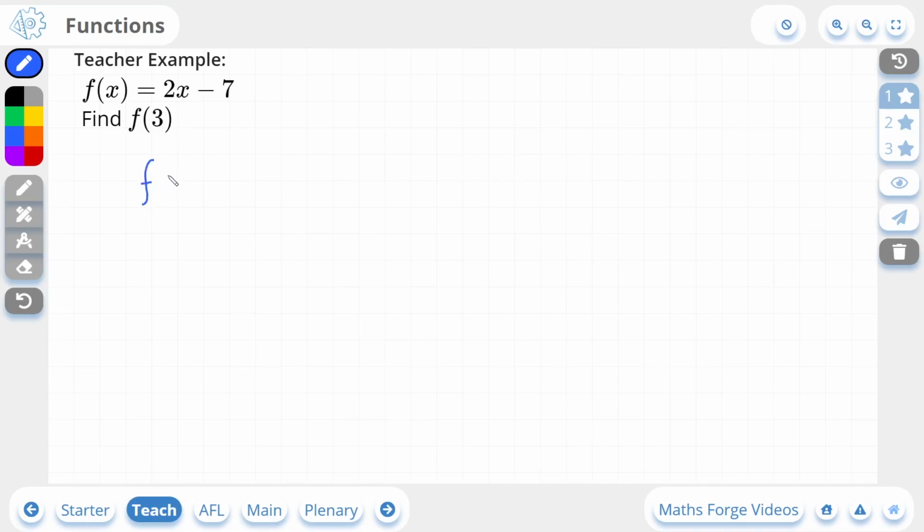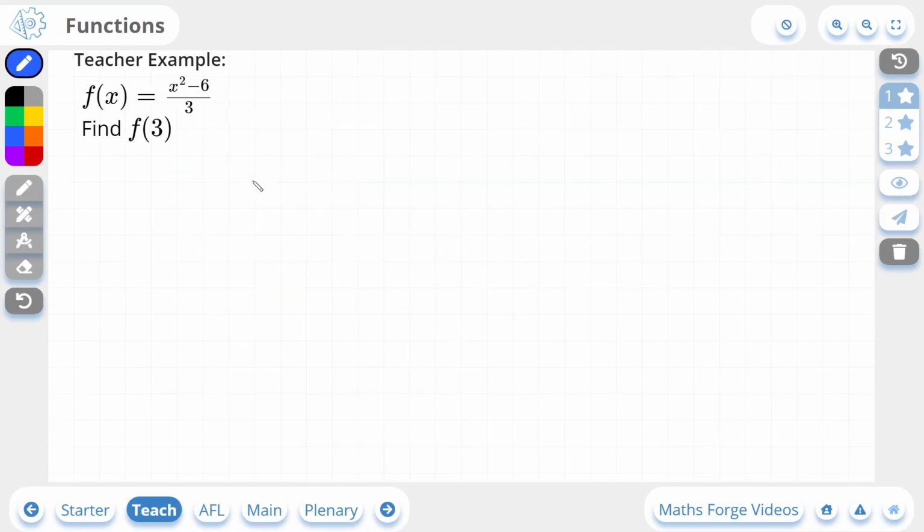Well, to find f of 3, the x value has been replaced with a 3, so all we're going to do is replace the x value here with a 3 as well. Now this is 2 times x, so it's going to be 2 times 3, and then we have a minus 7. And if we simplify this, we get 2 times 3, which is 6, and then minus 7. So f of 3, fully simplified, should give us 6 minus 7, which is negative 1. And if we check our answer, there it is.